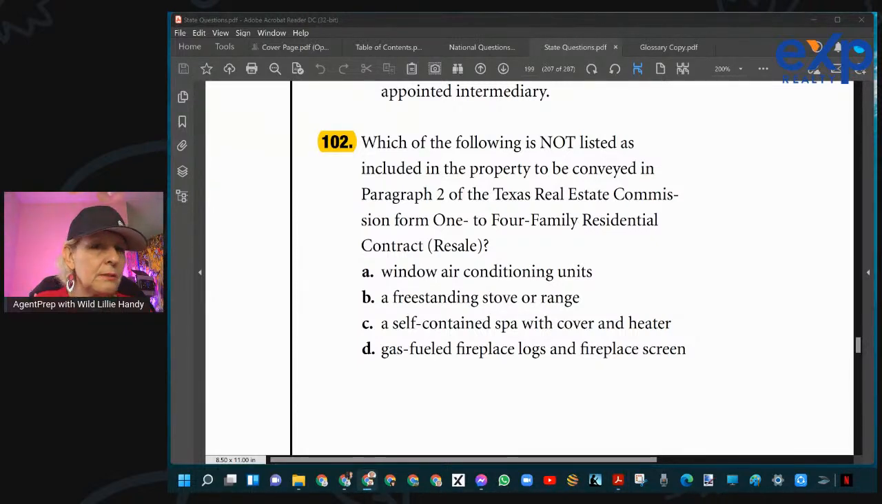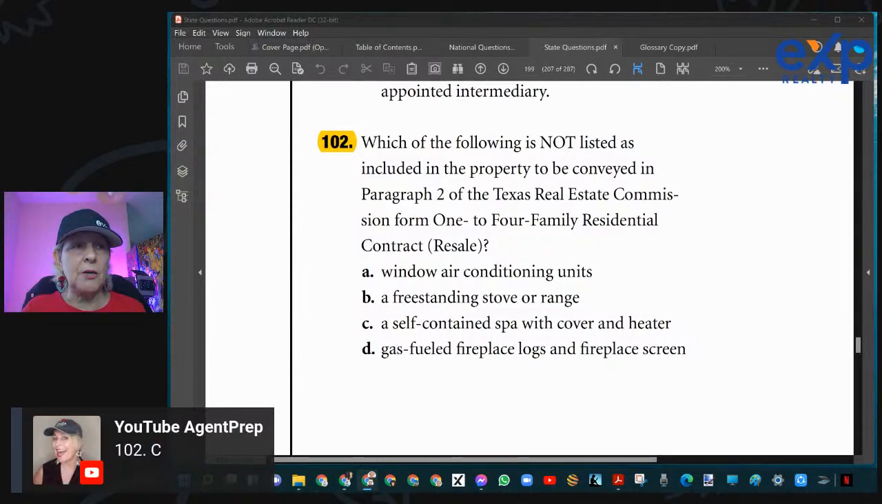Okay, anybody else? Okay, the answer here is going once, going twice, gone. The answer is C, a self-contained spa with cover and heater. Okay, a self-contained spa is going to be sitting above ground on the deck, on the porch, and it is freestanding. Okay, it is not attached to the property. Now, the fact that it might stay will be under the agreement, which is part of MORIA, the acronym MORIA, agreement of the buyer and the seller. So the answer is 102C, a self-contained spa with cover and heater.